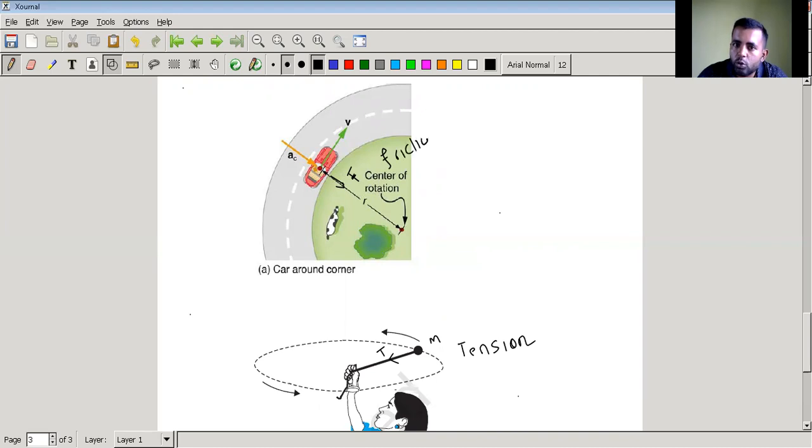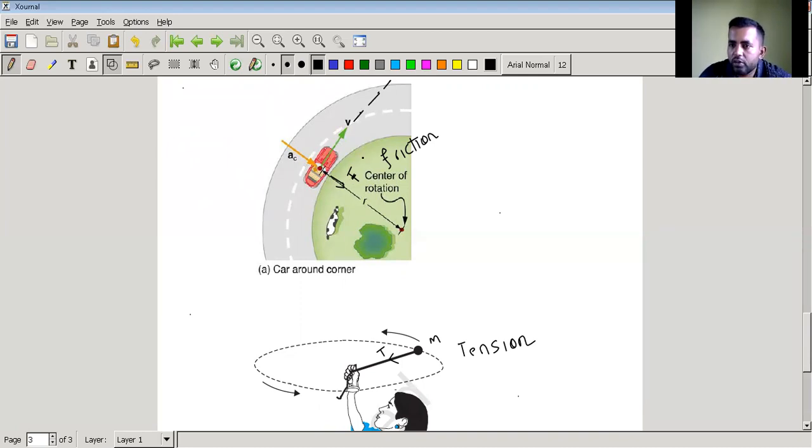So if there is no friction, let us say, what will happen? If there is no friction or no force, you cannot bend your path. You will follow this straight line because of Newton's law of inertia. If there is no force, there will be no acceleration in this direction. Now, this part is very important, that we need friction during a turn. And this application we are going to discuss in the next class.